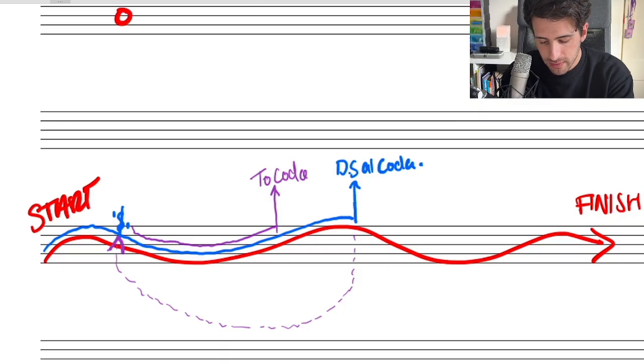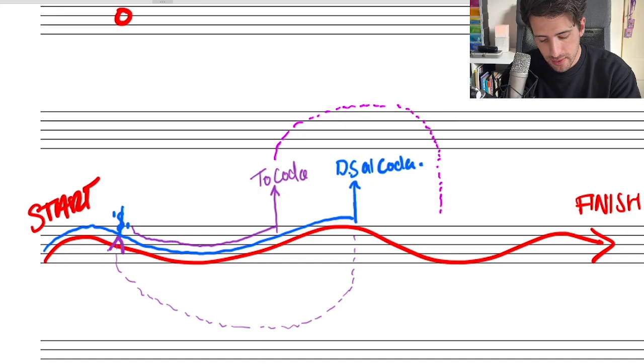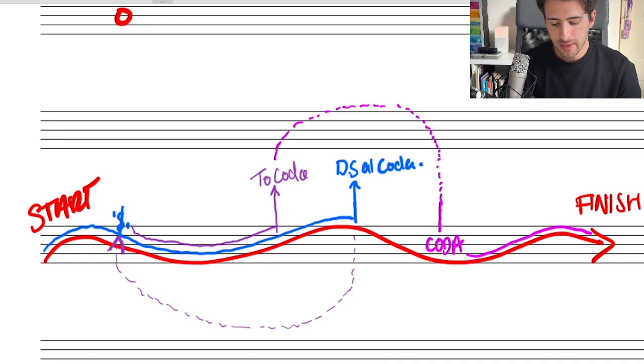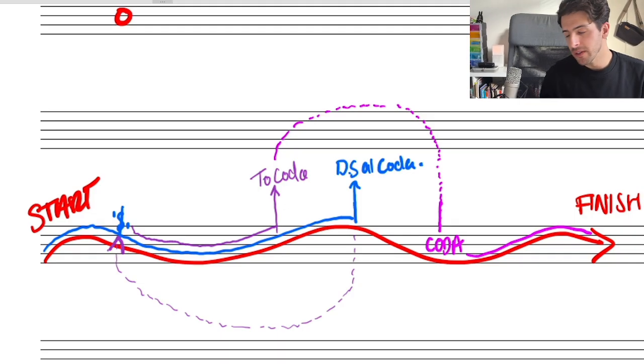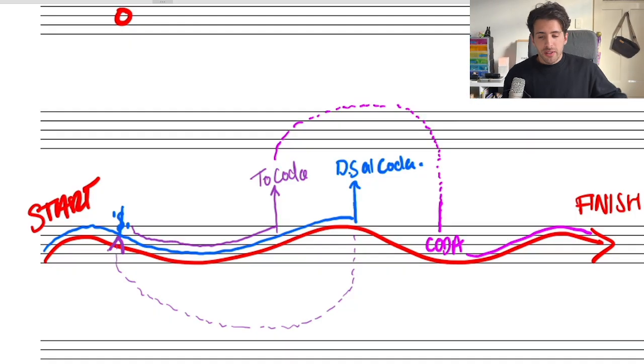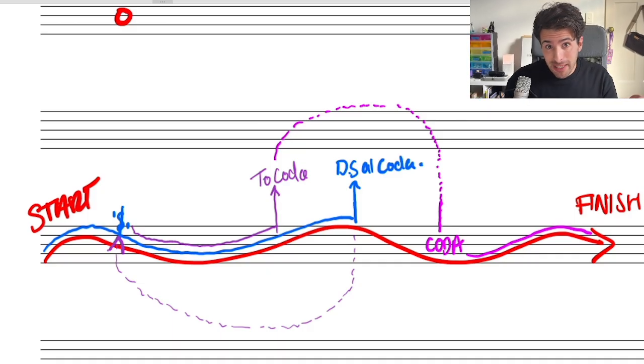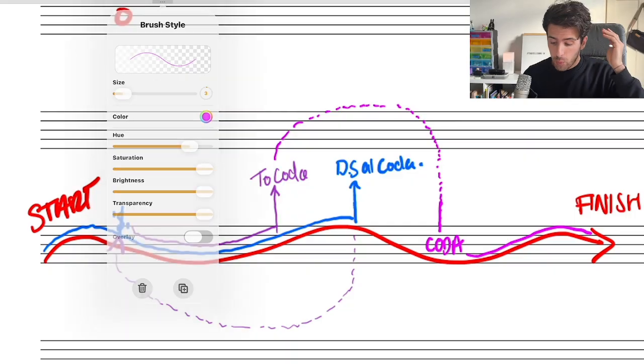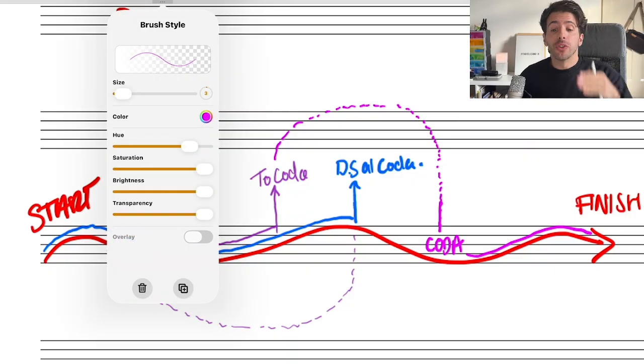I'm running out of colors. I'll keep the purple. Now I'll do a little pink. At that point, the accompanist and the music jumps ahead to the coda and then keeps on going. That's a nice visual representation of looking at codas. It's not as complicated as probably it feels. Coda is effectively the end. DS al coda means go back to the sign, play it again, and then when you meet the words to coda, jump to the coda.